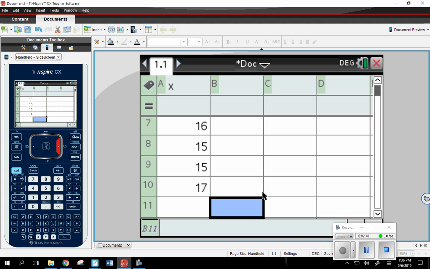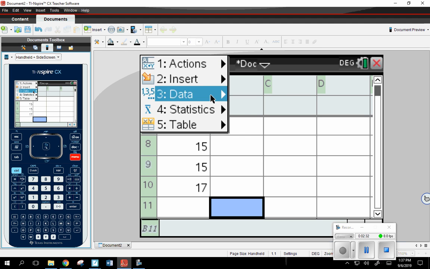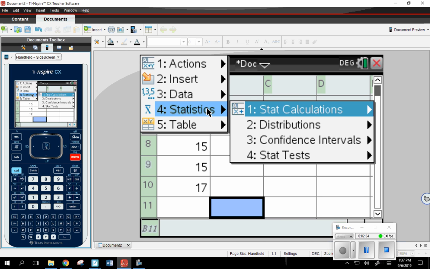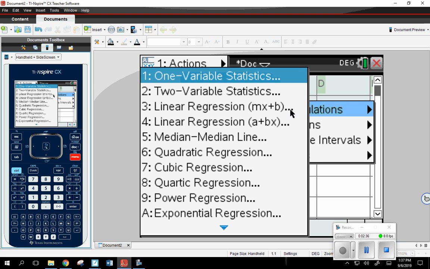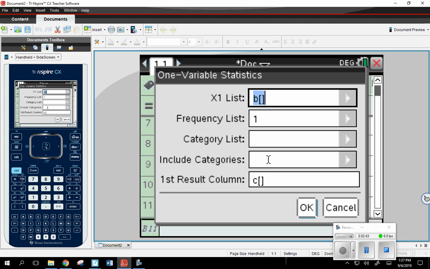Where do I go if I want to get the standard deviation, see the mean, also get all those values related to the box plot? Menu. Statistics. Stat calculations. Definitely one variable. We've only got one set. Okay. Click OK past this box.